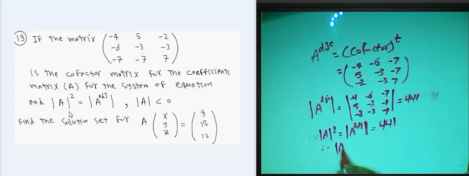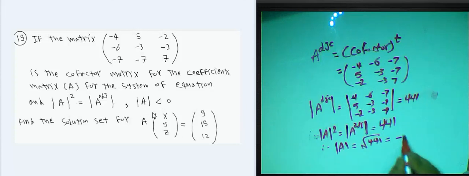Then determine the square root of 441. It will be positive or negative. We can choose negative because the information tells us it is less than 0. It will be -21. Then determine this factor equal to -20. And then you can solve this system by writing the inverse of matrix A.